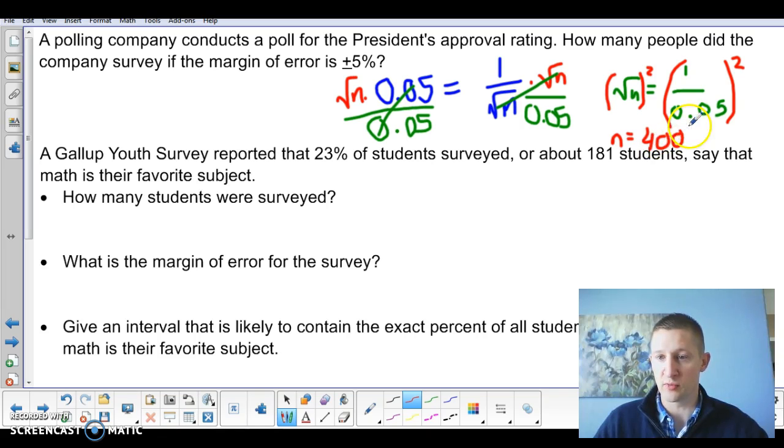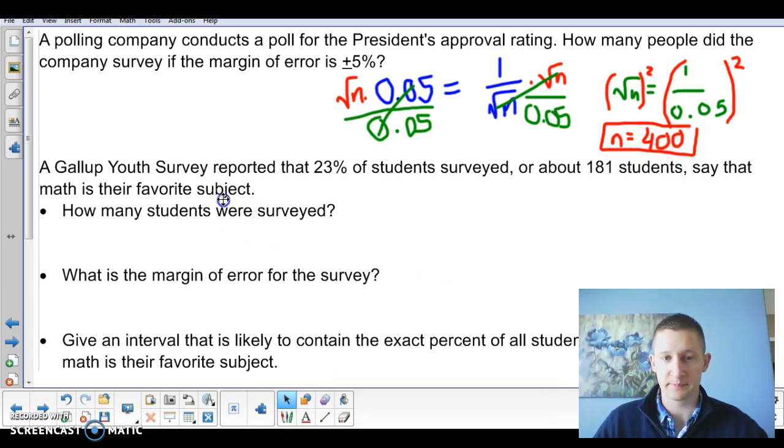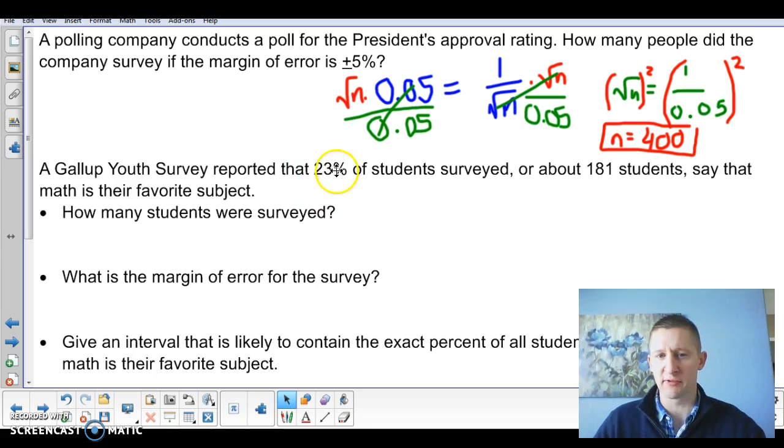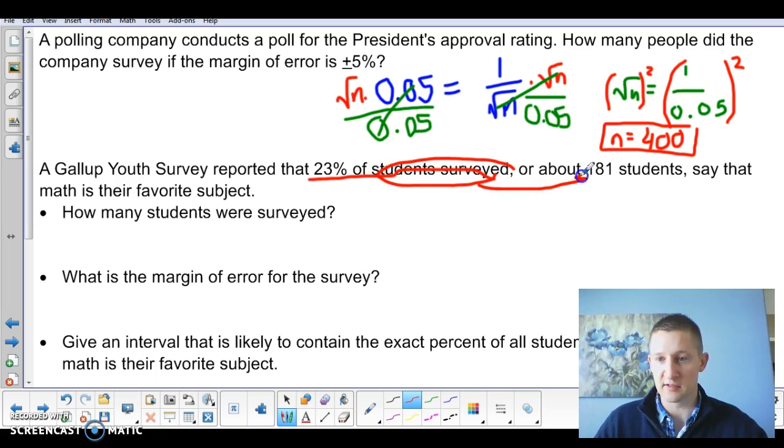So that's solving an equation where you know the margin of error but not the number of people. Next problem. Gallup Youth Survey reported that 23% of students surveyed, or about 181 students, say that math is their favorite subject. Awesome. How many students were surveyed? Now, this was a little bit different. This is not actually the results of the survey. This just tells us, 23% of the students surveyed, or about 181 students. So this is a little trickier. We want to find the number of students that were surveyed. Well, 23% of the number that's surveyed is 181.